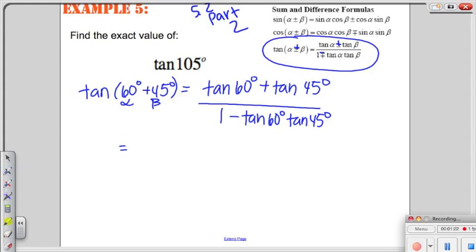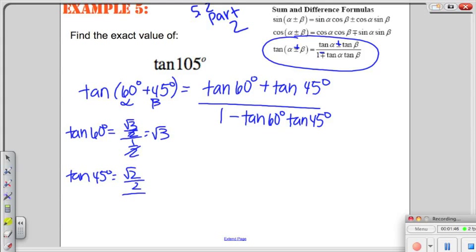Let's go ahead and use our unit circle and we'll find all those to plug them in. Off to the side here, just for a minute, I'm going to find the tan of 60 degrees. And that's going to be root 3 over 2 over 1/2, so that'll turn into root 3. The tan of 45 degrees is root 2 over 2 over root 2 over 2, which in fact simplifies to 1. Now that I know those, it'll make the rest of this process a lot easier.